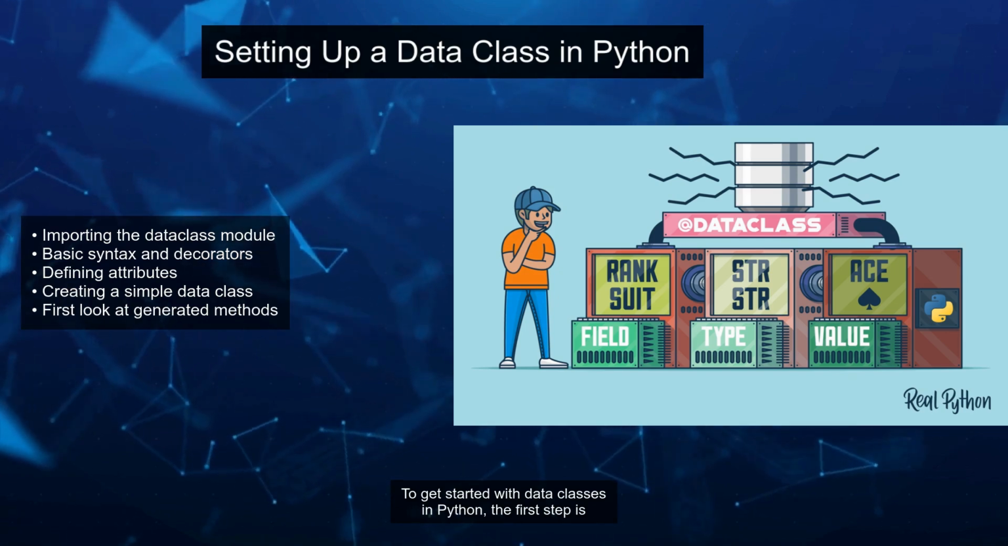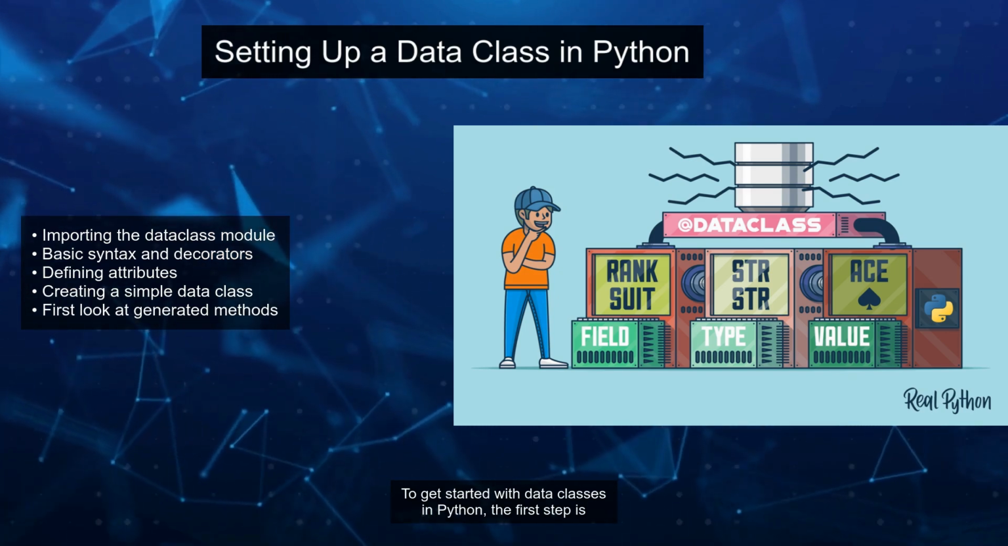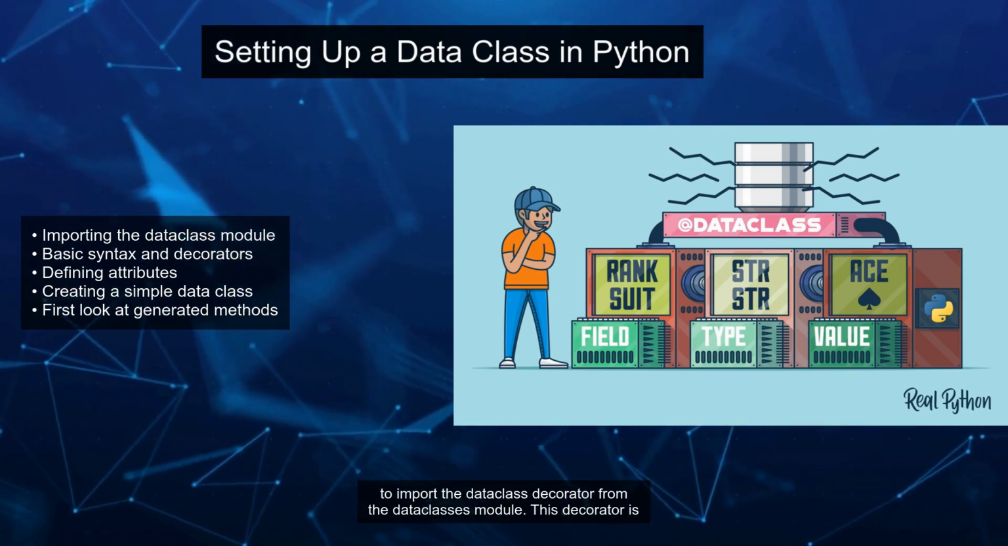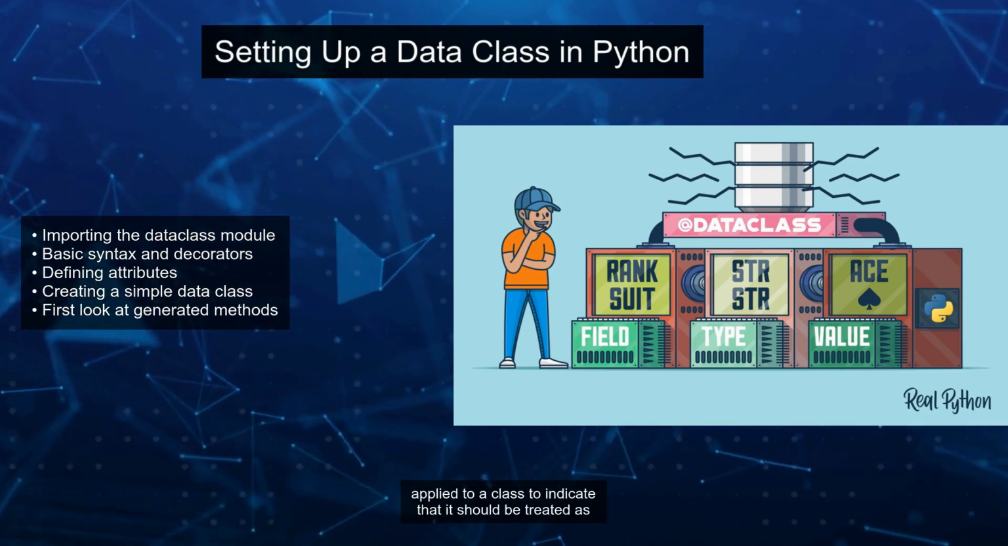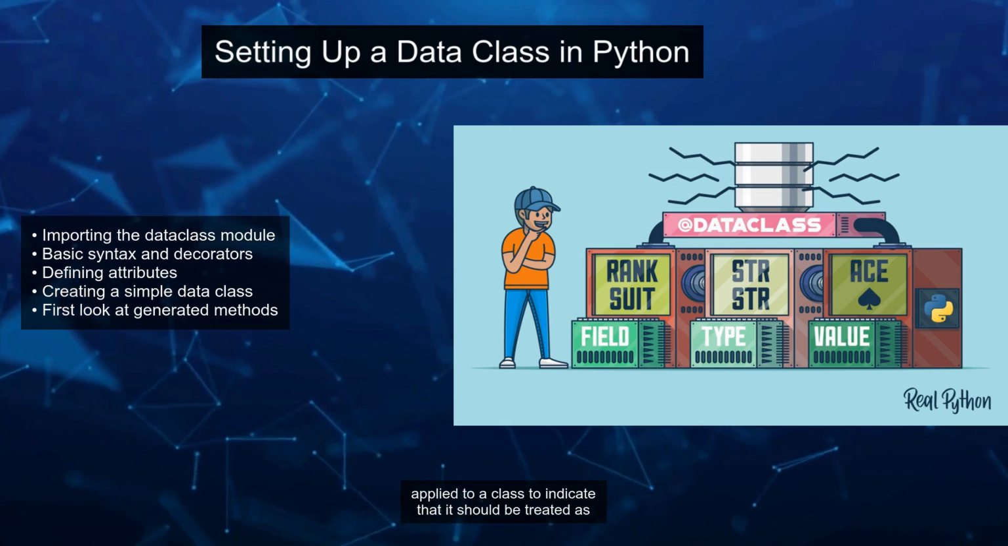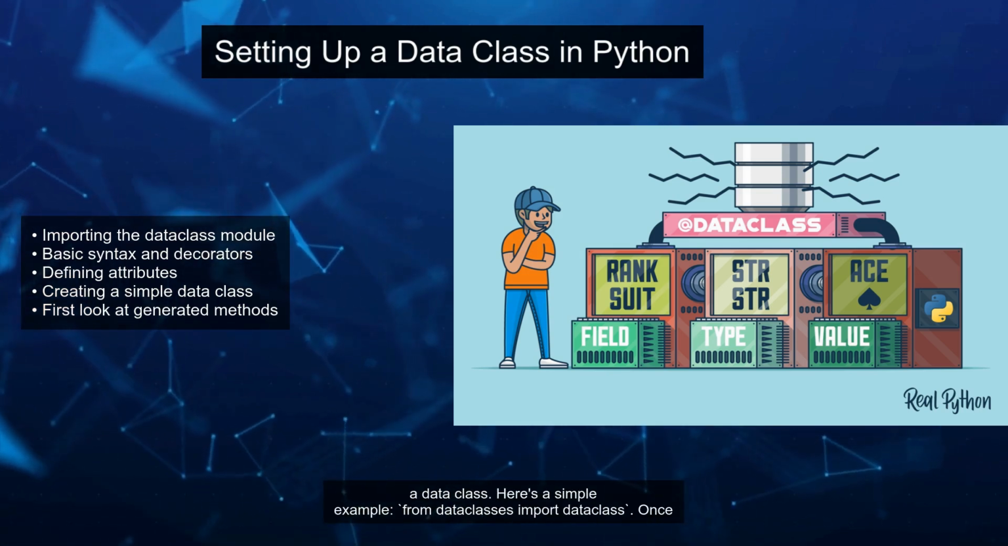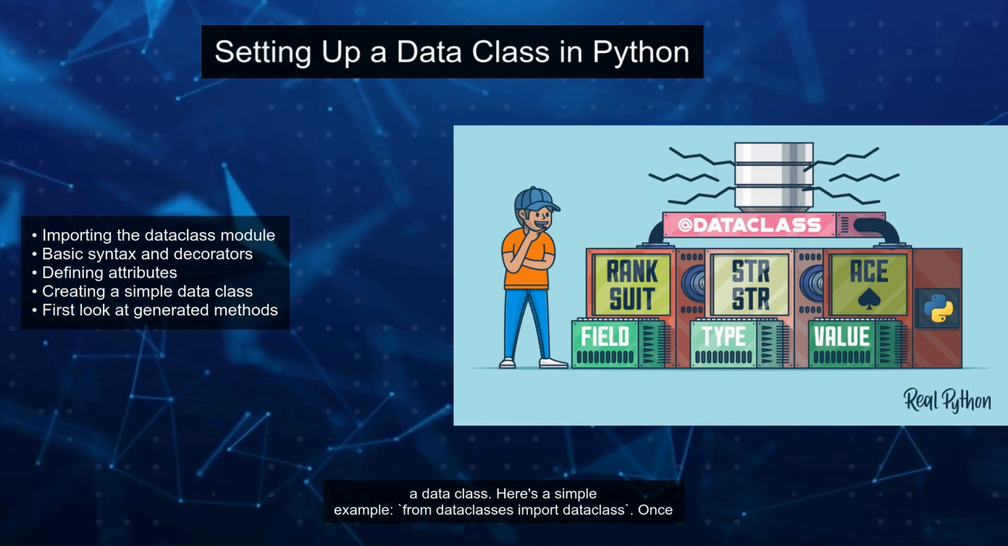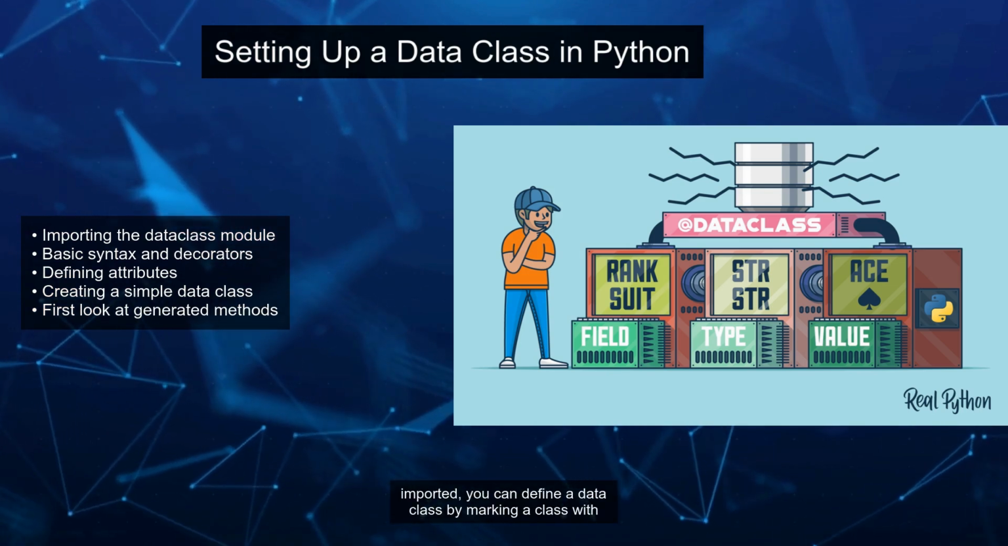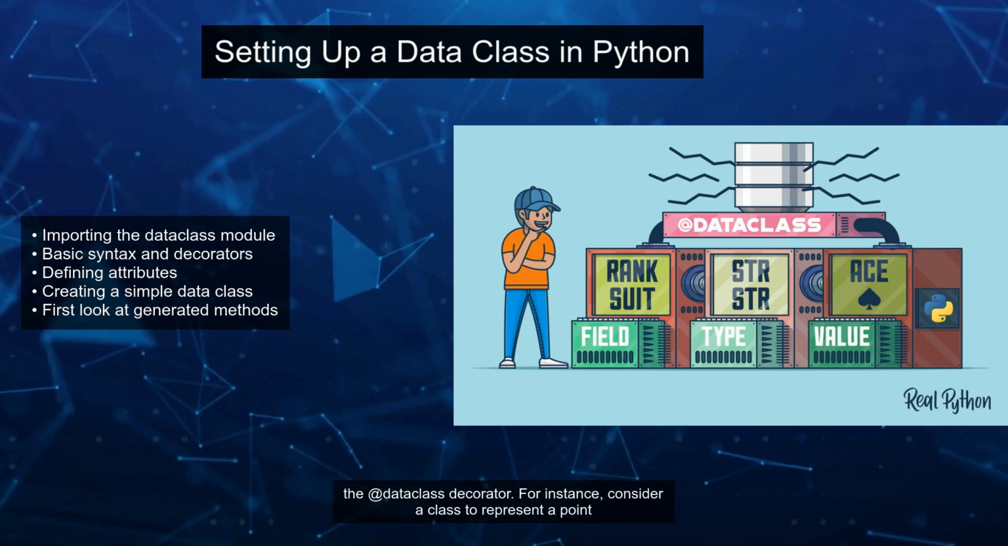To get started with data classes in Python, the first step is to import the dataclass decorator from the dataclasses module. This decorator is applied to a class to indicate that it should be treated as a data class. Here's a simple example. From dataclasses, import dataclass. Once imported, you can define a data class by marking a class with the @dataclass decorator.